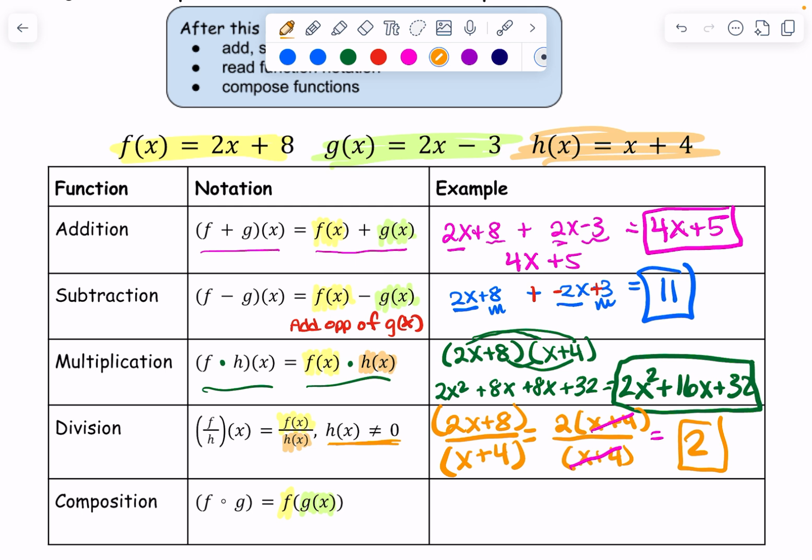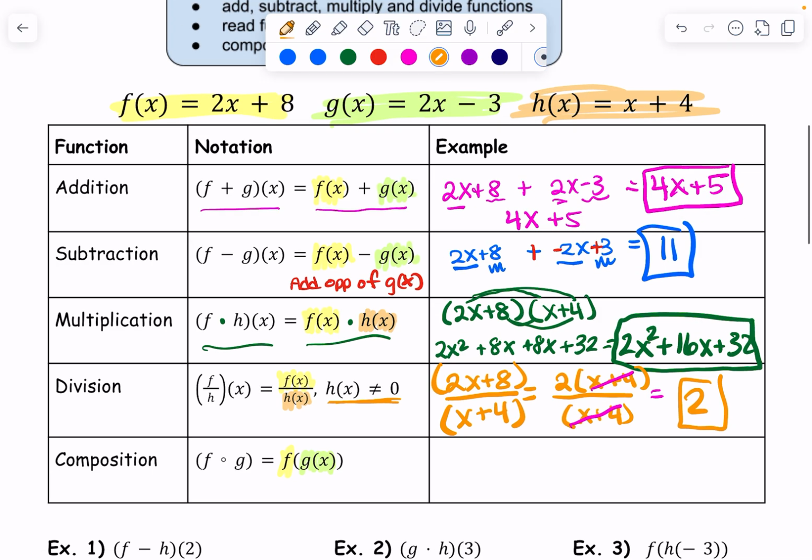Perfect. So sometimes there's really nothing to do except for stack them on top of each other. If you can't take a common factor out, then you're finished.